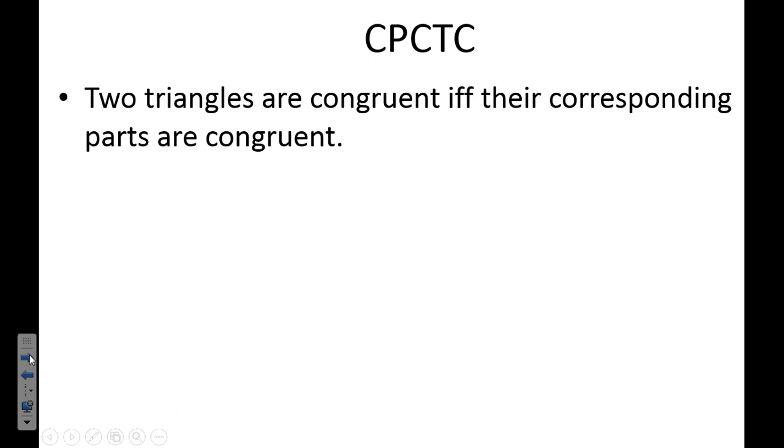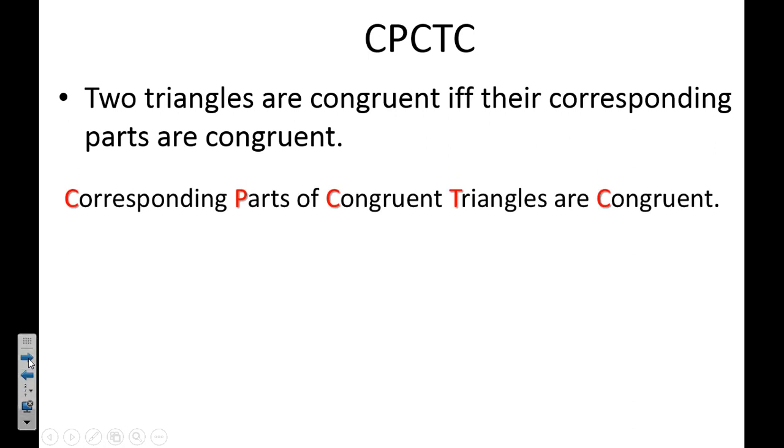And CPCTC stands for corresponding parts of congruent triangles are congruent. We only get to use this theorem after we get the triangles congruent. Okay? Have to have the triangles first, then we can say that the parts are congruent.